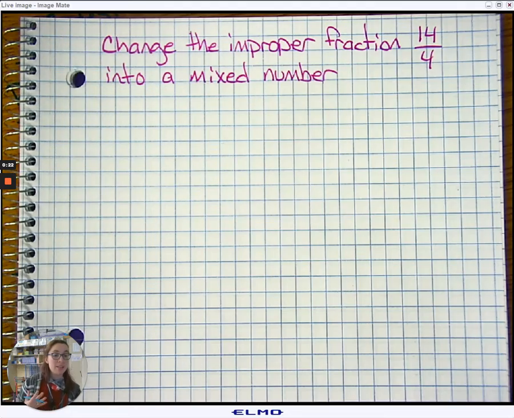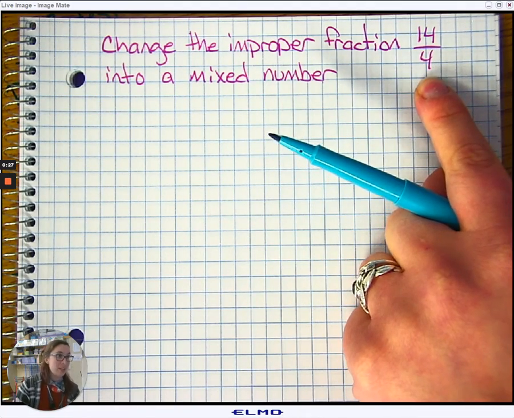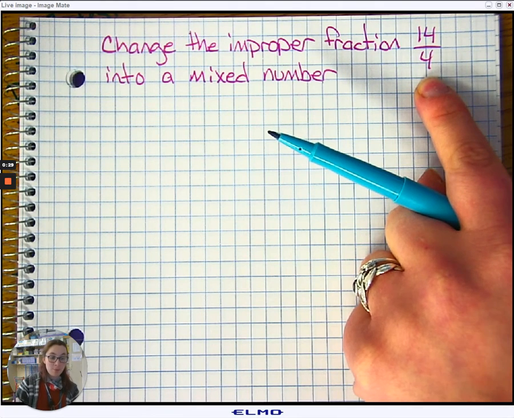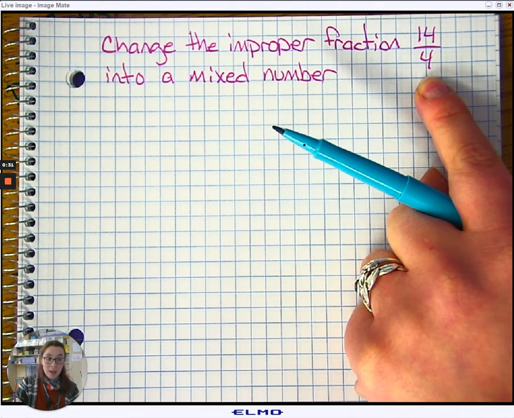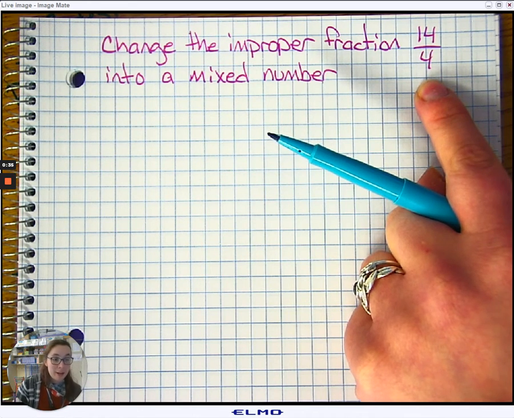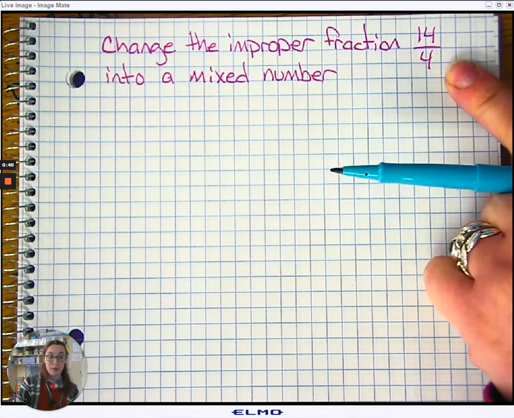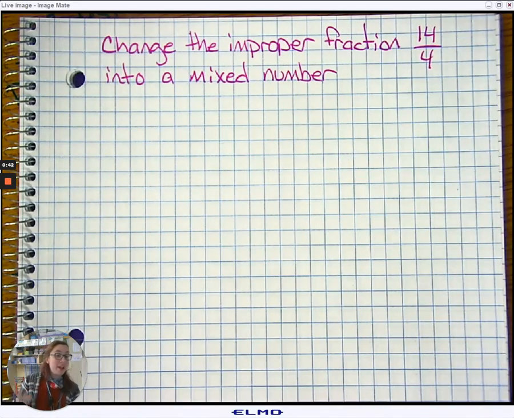So the question we have to ask is, how many wholes do we have here? How many wholes is 14/4? If I have 14/4 of a pie, how many whole pies do I have? We find this by dividing. A fraction is a division problem. Top divided by the bottom. So that's exactly how we're going to find it. We're going to divide 14 by 4.